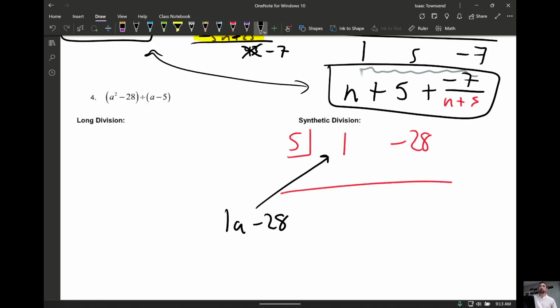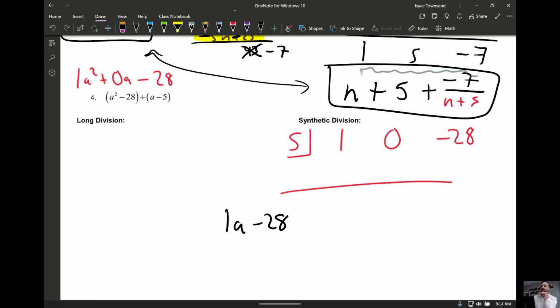I have 1a squared. So the only way for this to work is for you to say you have 1a squared, 0 a's, and then a constant of negative 28. If you don't put this 0 placeholder in here, synthetic division thinks you're working a different question. So as nice as the process is, and as much as most people prefer synthetic division, if you're missing a variable, you better put a placeholder in. Otherwise, it's not going to work.